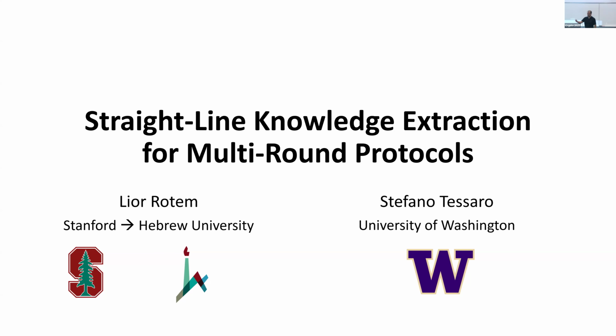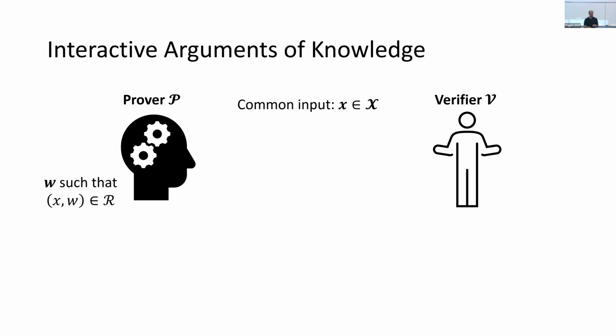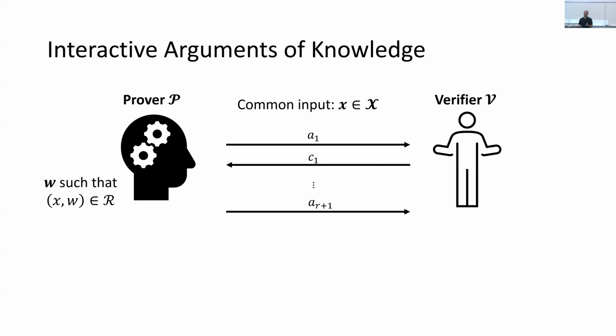Yeah, so this is joint work with Stefano, who's here. And what this talk is about, yeah, it's about transforming interactive arguments of knowledge into non-interactive ones in the random oracle model. So just so that we're all on the same page, what do I mean by interactive arguments of knowledge? Well, we have a prover P and a verifier V. They share some common input X. P additionally has some witness W for X. The two interact, and at the end of the interaction, V either accepts or rejects.